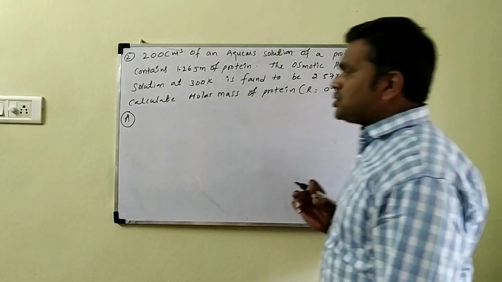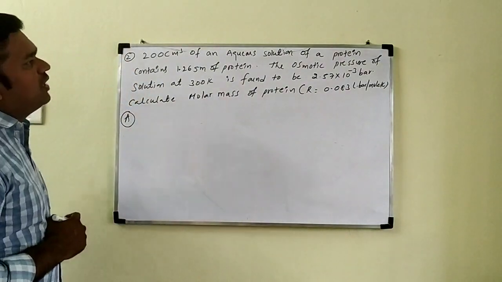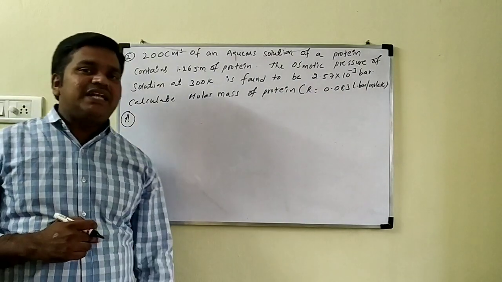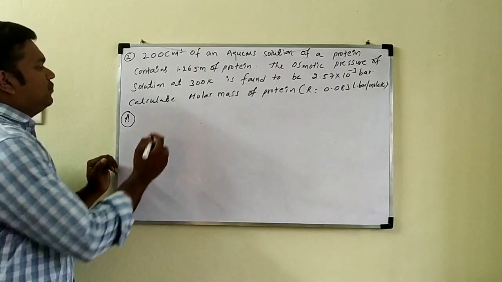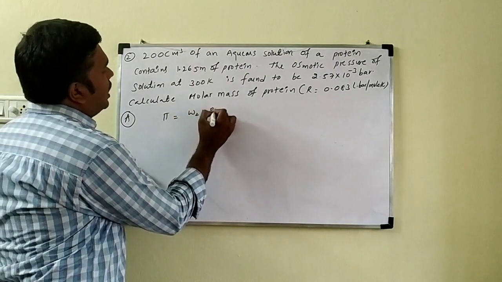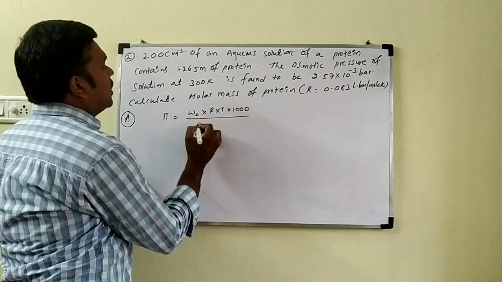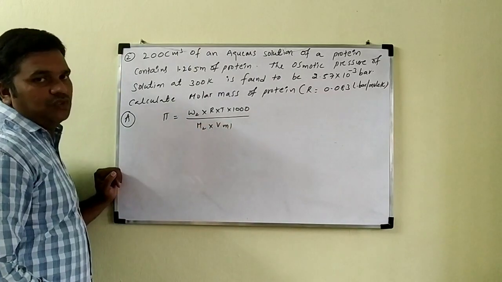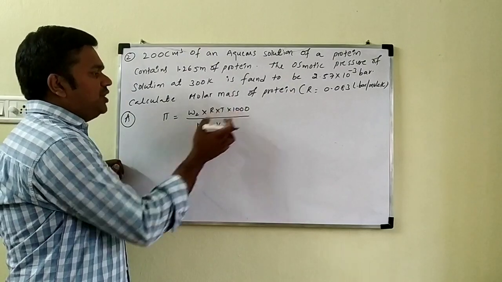Clear? So here you can see the value first, 200 centimeter cube of aqueous solution. This is a volume only. You know 1 centimeter cube is equal to 1 ml. So we have to use this formula: Pi is equal to W2 into R into T into 1000 by M2 into V in ml. Already you know the formula.